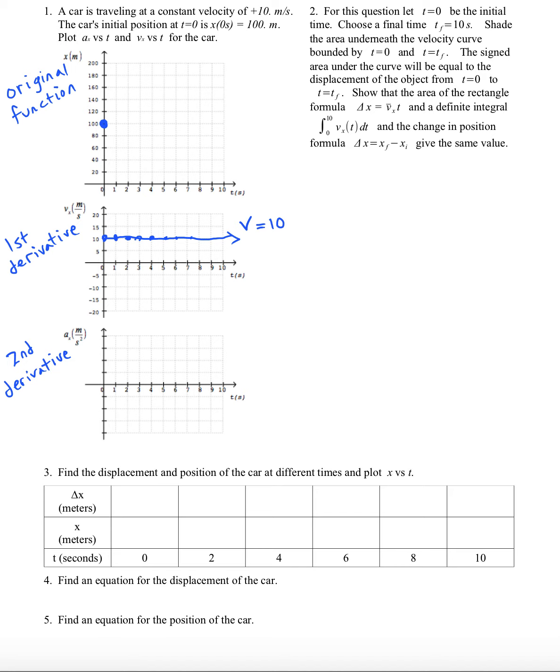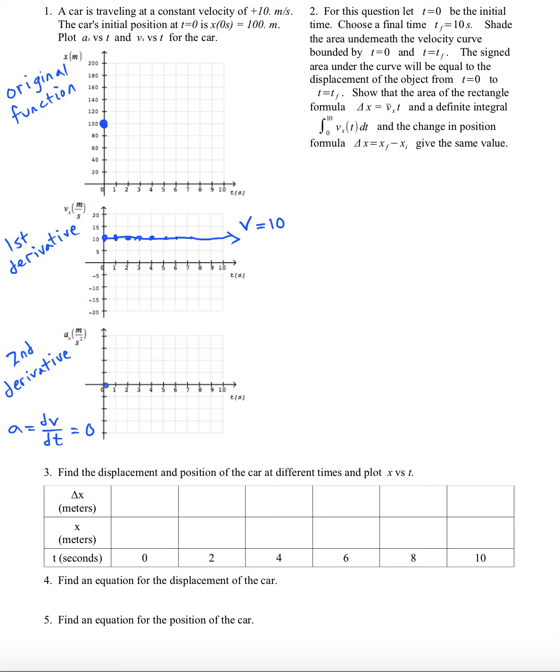And now, since we're being asked to plot the acceleration, we just need a derivative of the velocity. So what's the derivative of a constant 10? I'll write it down here. A equals dv over dt. Take the derivative of 10 and you get 0.